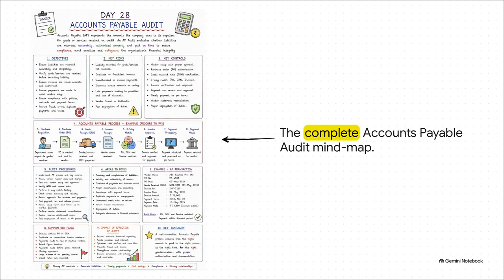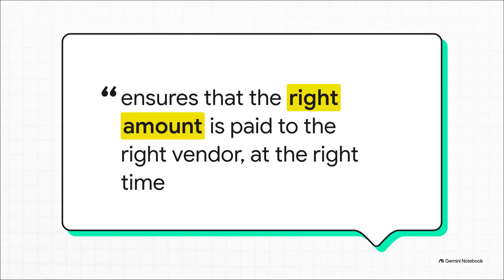And here is the complete accounts payable audit mind map from our source material. Take a second to celebrate how we've systematically unpacked this dense, highly structured diagram together, piece by piece. Which brings us to 10. Key takeaway. I want you to remember this quote as the ultimate golden rule of accounts payable auditing. A well-controlled accounts payable process ensures that the right amount is paid to the right vendor at the right time for the right goods/services with proper authorization and documentation.